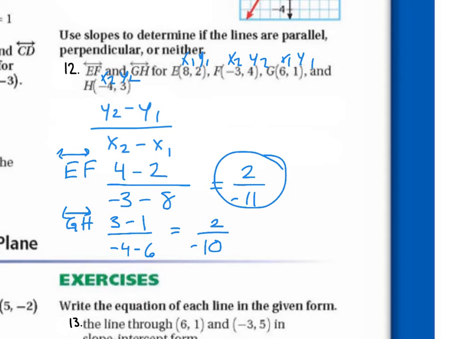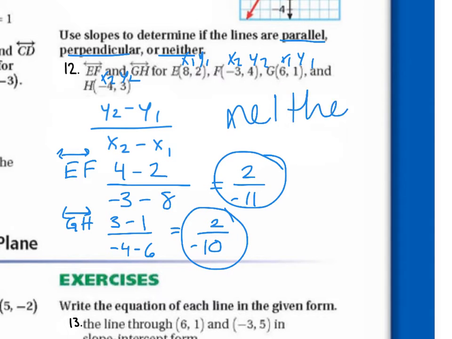Are these two slopes equal? No. So are the lines going to be parallel, perpendicular, or neither? Neither. What do the slopes have to be for them to be parallel? The same. And for perpendicular, they have to be opposite reciprocals.